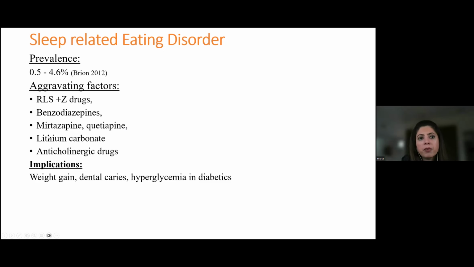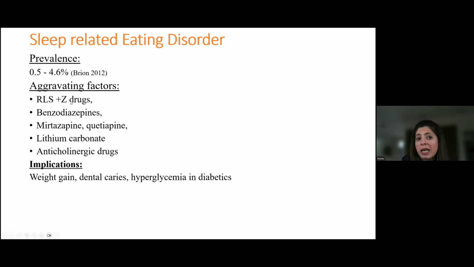Prevalence of that could be anywhere from 0.5 to 4.6%, according to Brian. Aggravating factors are the same as the other activating factors we talked about in the pathophysiology. But then there are certain medications in addition to Z drugs, which I have listed here, which can increase the frequency of that, and that includes mirtazapine. Quetiapine is already included in antipsychotics, but to highlight the importance, I included that again. Lithium carbonate, benzodiazepine drugs, and anticholinergic medications can aggravate that.